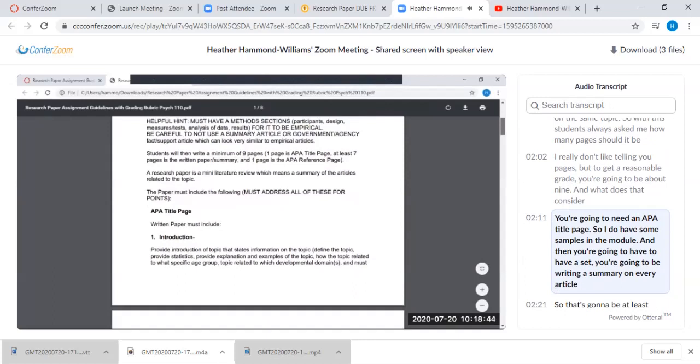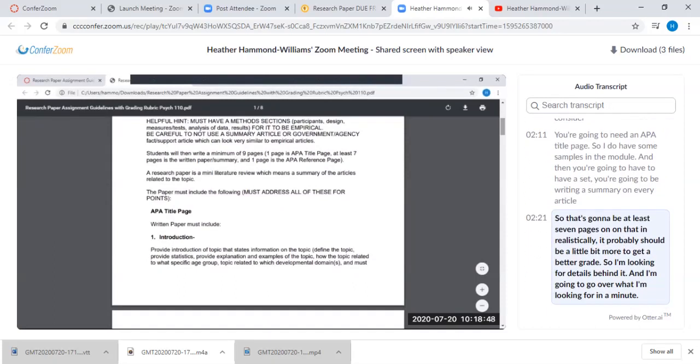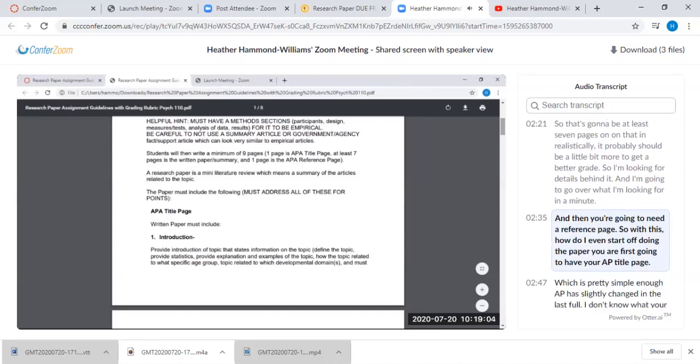And then you're going to be writing a summary on every article. That's going to be at least 7 pages on that end. Realistically, it probably should be a little bit more to get a better grade. I'm looking for details behind it, and I'm going to go over what I'm looking for in a minute. And then you're going to need a reference page.